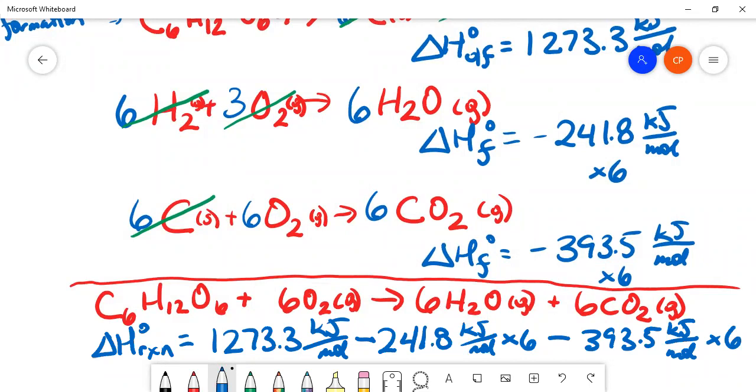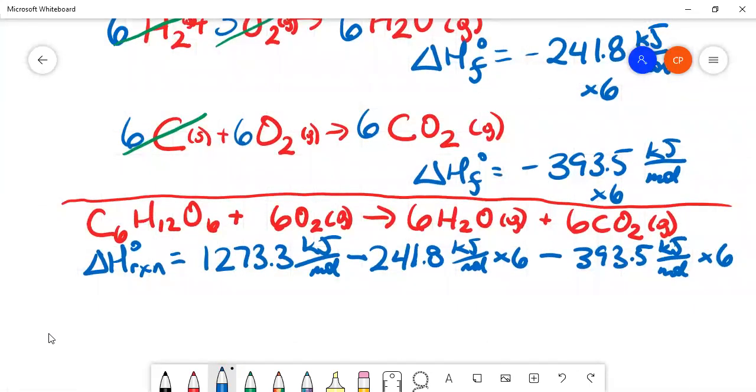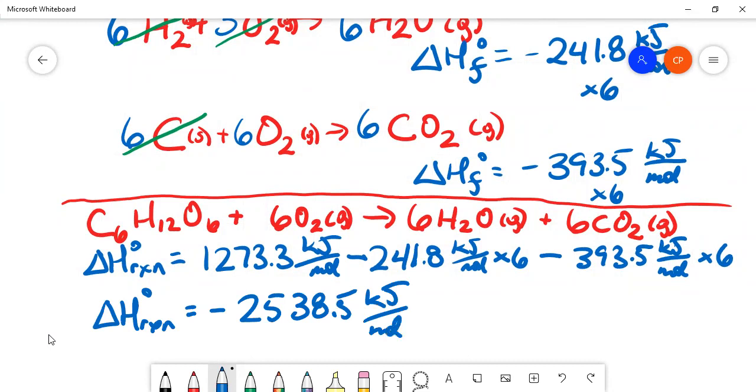I can put that into a calculator and add it up. And the order of operations should be smart for me. It should do the multiplication before it does any addition or subtraction. And what I'm going to get out of this when I get all of this added up is an enthalpy change for this reaction of negative 2,538.5 kilojoules per mole. That is a beast amount of energy.